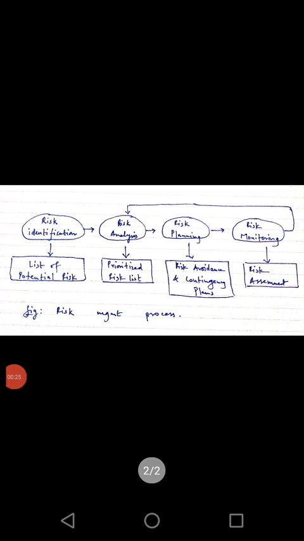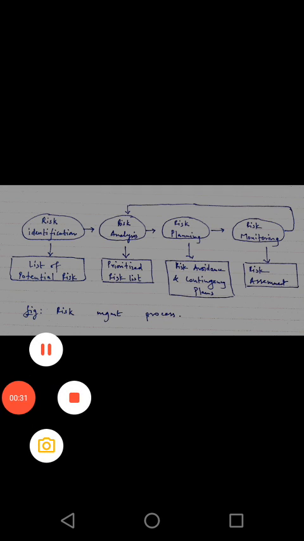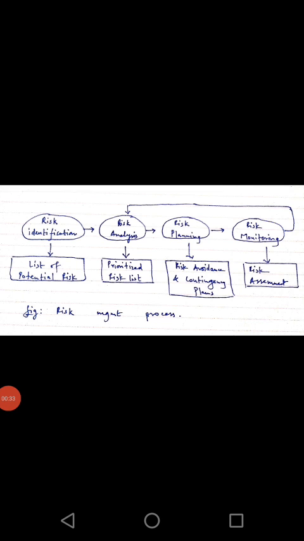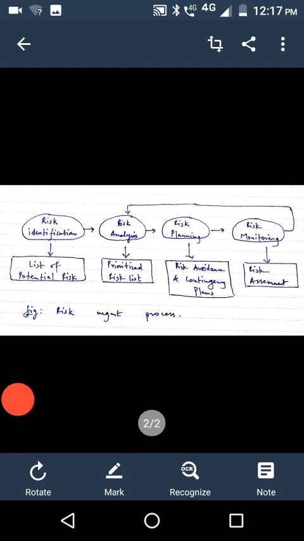As you can see here in the figure, you first need to identify all the risks. I'm speaking with respect to the left hand side top, risk identification. You need to identify all possible risks, so you can prepare a list of potential risks. You also need to analyze, for example, that there are 20 risks for your project.